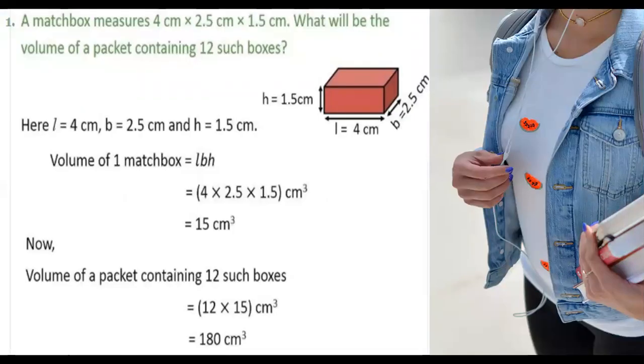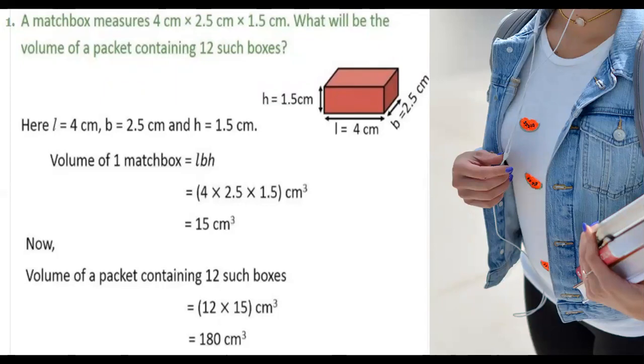So here we are given the dimensions of the matchbox. Whenever we are given 3 dimensions like this, then it is a cuboid whose length is 4 centimeters, breadth is 2.5 centimeters, and height 1.5 centimeters. Now we need to find the volume of 12 such boxes.